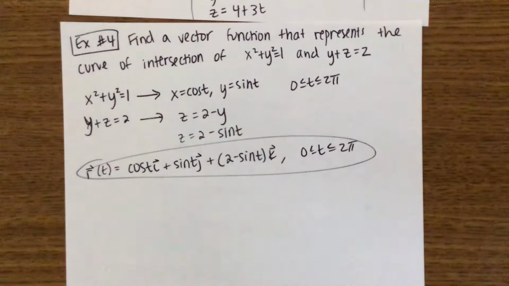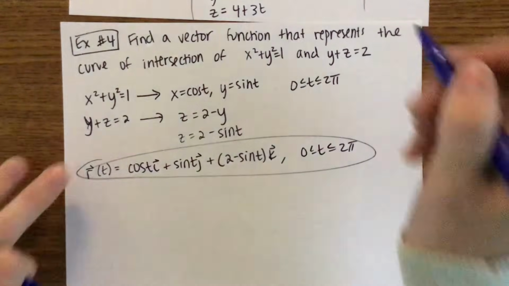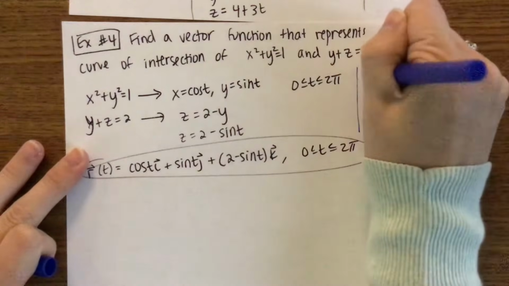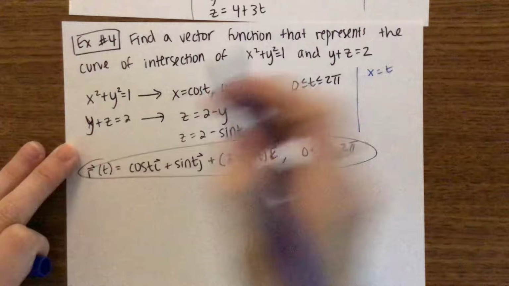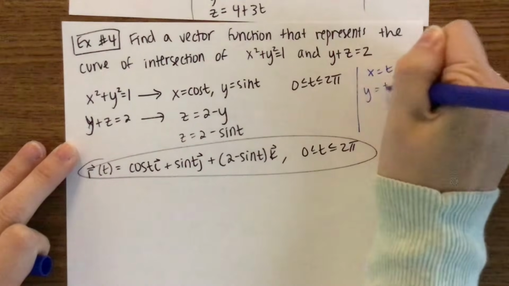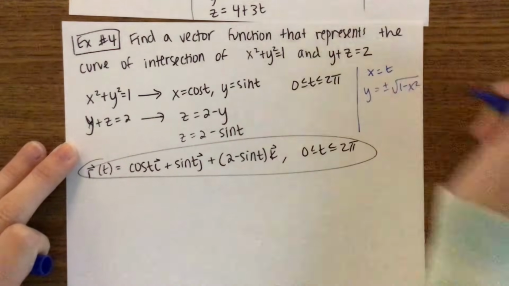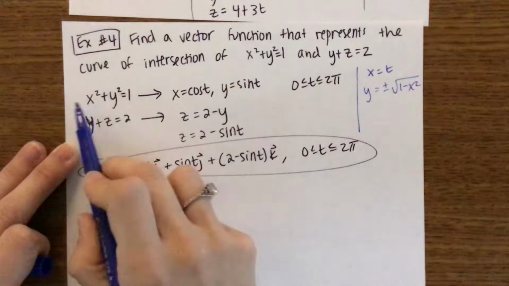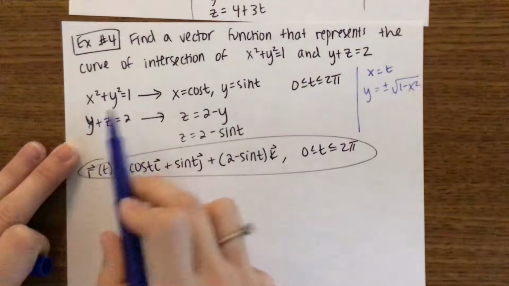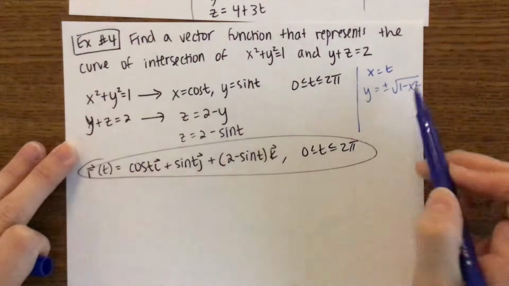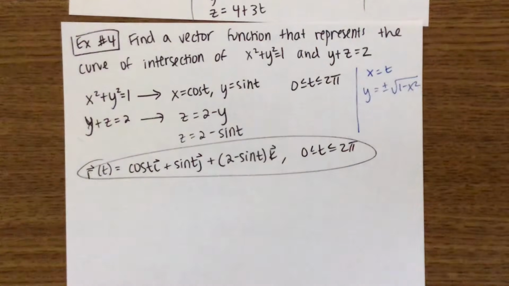Sometimes what people do, another option, if we did it over here, maybe you choose x to be t. Then if you solve for y, you would get y equals plus or minus the square root of 1 minus x squared from here, and you could then plug in t. Same thing here, you would solve for z, you would get 2 minus y, and then you would have to plug in your expression for y.